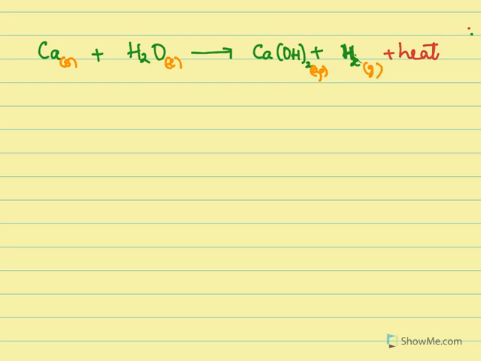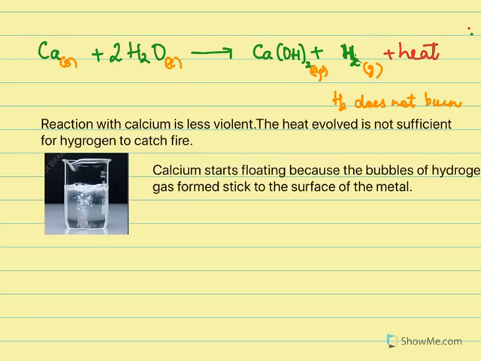However, here the hydrogen does not burn. And why does it not burn? Because the amount of heat given out is less. Let's go ahead and balance this reaction. You have to put 2H2O. So here there is no burning of hydrogen because the amount of heat given is less. So we see that the reaction of calcium is less violent. The heat evolved is not sufficient for hydrogen to catch fire.